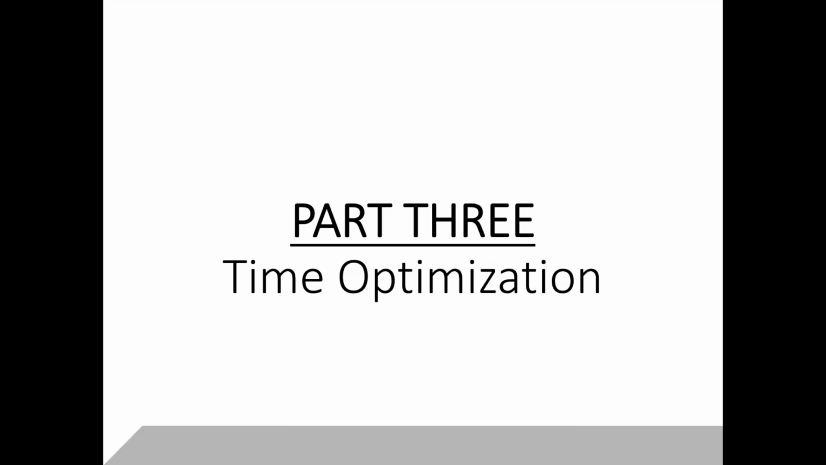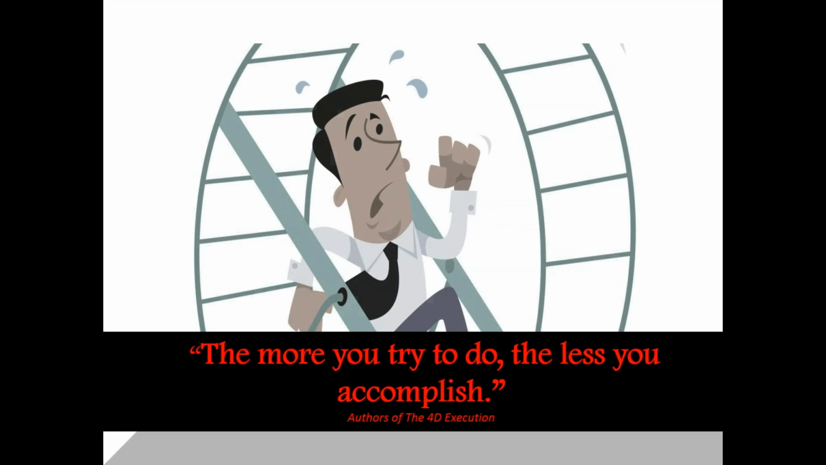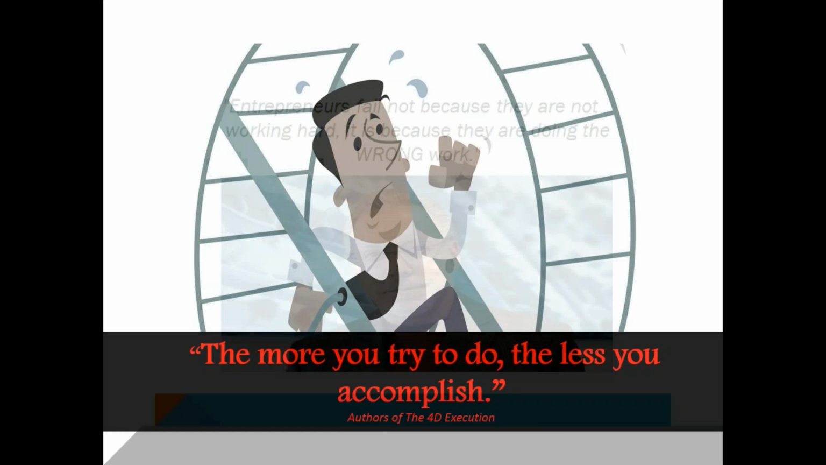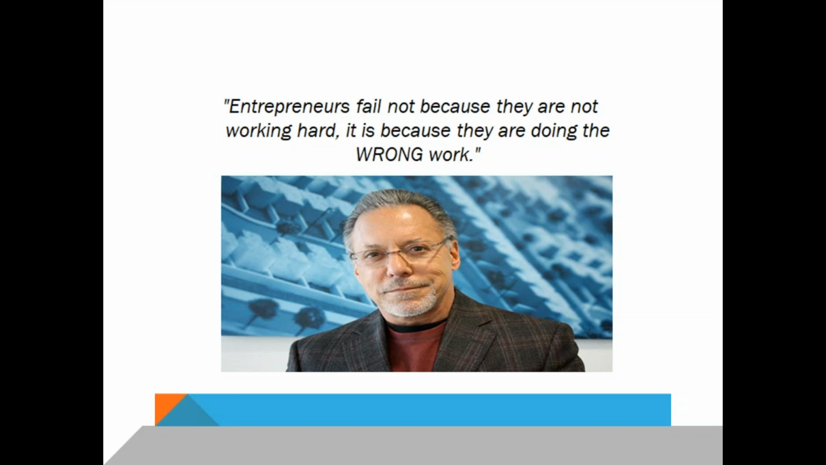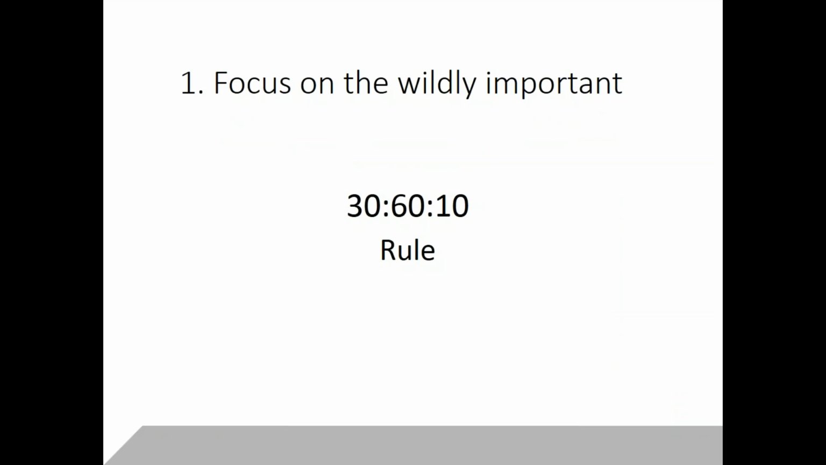All right, part 3, time optimization. Here, when we're talking about performance, we want to optimize the time spent, overall time management and performing time. Jay Abraham, you may have seen this slide because I've used it before. Very smart man. He says entrepreneurs fail not because they are not working hard, but because they're doing the wrong work. So part of optimizing time is focusing on the wildly important.